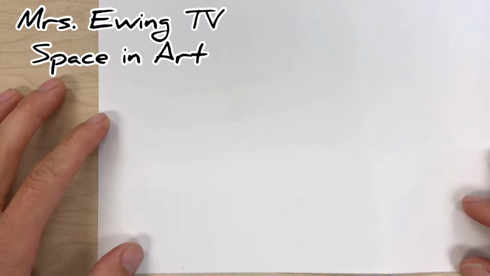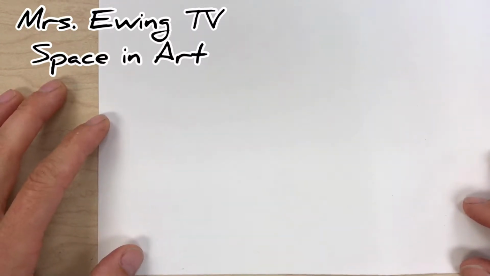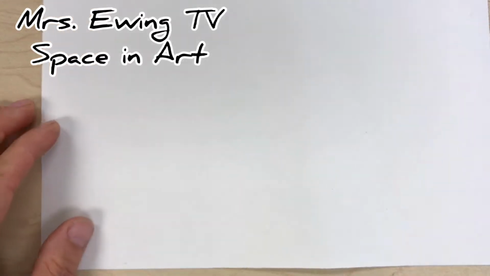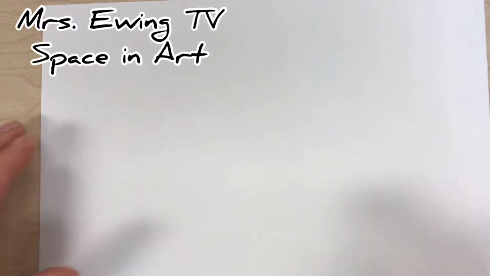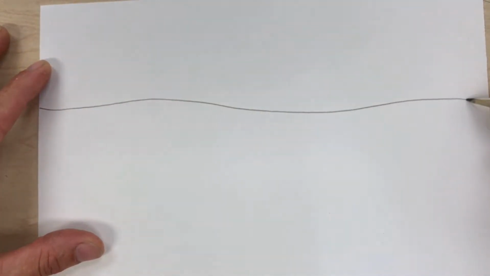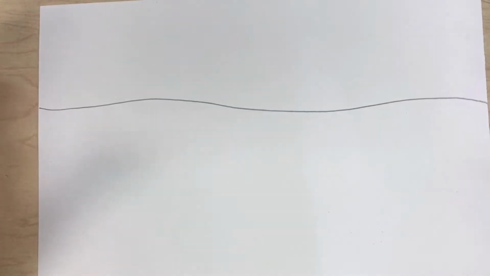Today we're going to talk about space in art. Not outer space, but how you can show the distance between things in your artwork. So I'm going to show you 6 different ways that you can show space in your artwork. I'm going to draw a landscape because a landscape is a simple way to show space, but you don't have to draw a landscape. The first way to show space is overlapping.